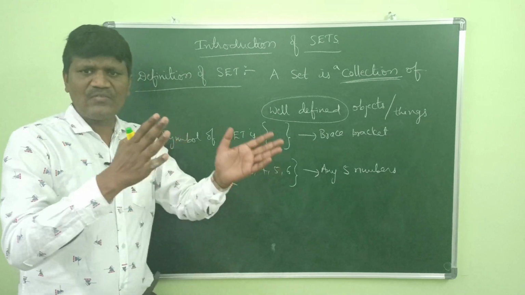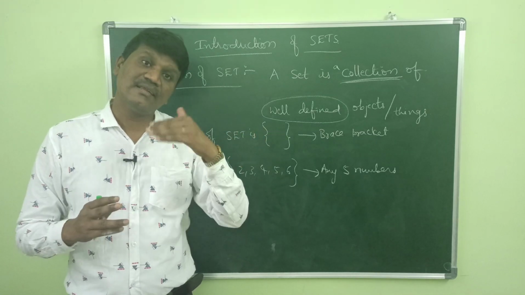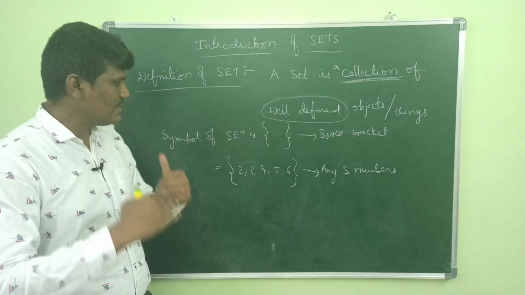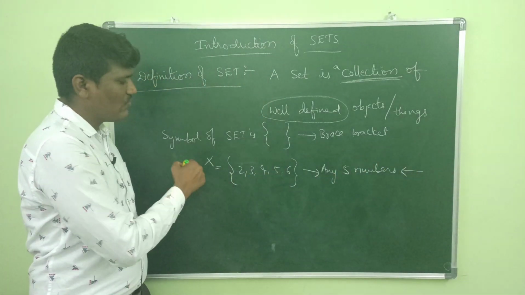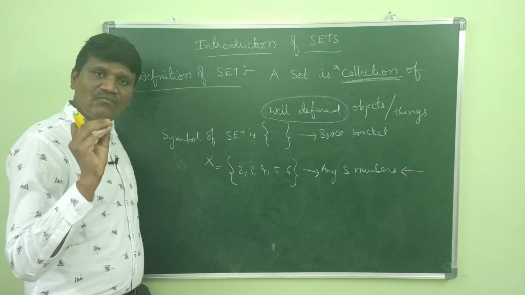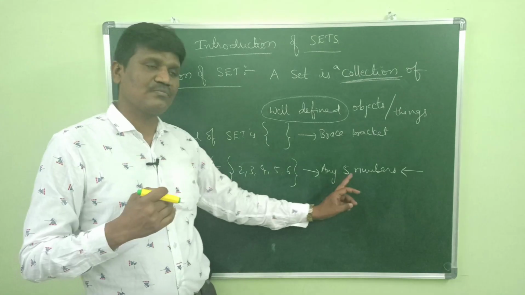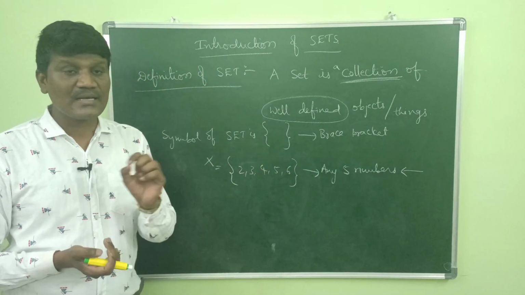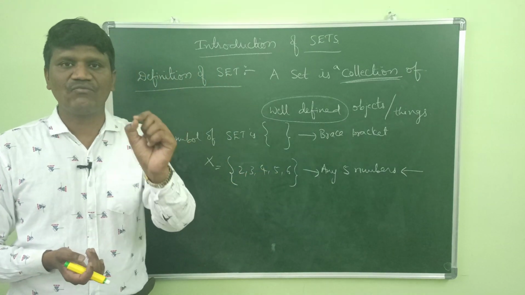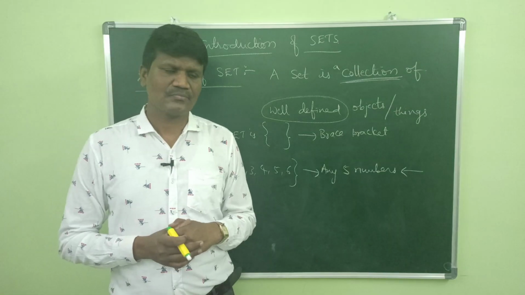If everyone is able to write the same, then that is a well defined set. So in this case, if I am writing any 5 numbers, this is not well defined, because every student can write different numbers, right? So it is not a set at all, because it is not well defined. Now we are going to understand what is well defined.